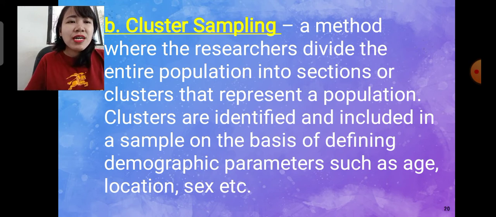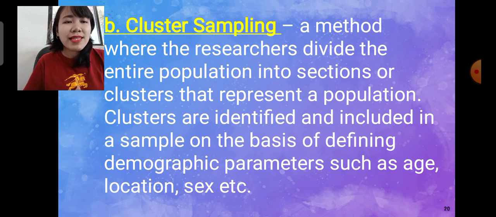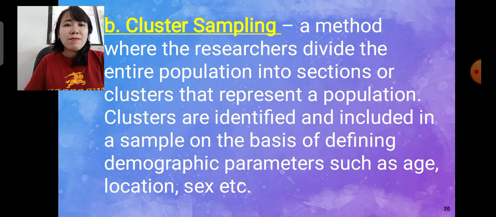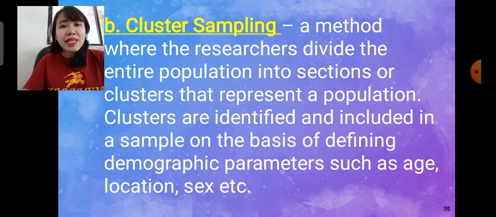pwede kang mamili kung anong cluster lang yung kukunin mo. So, dito, hinati mo muna sila. If the population is about 1,000, so i-divide mo sila by 5. So, meron silang 200 per cluster. And then, yun yung tinatawag. Then, you have to choose between A to E. Is this A cluster, B cluster? So, yun yung cluster sampling na tinatawag.